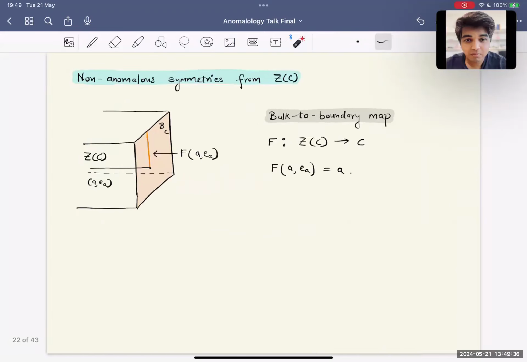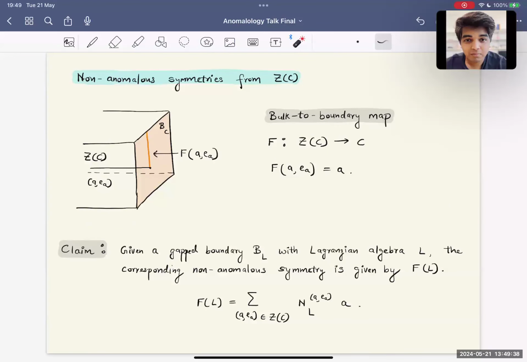Okay. So the main claim is that we just do the bulk to boundary map. Given some Lagrangian algebra L in the bulk, you just apply F, the bulk to boundary map, to it, and you get some sum of lines in the boundary. And this F applied to L is a non-anomalous line operator of the boundary category. This is the claim. This is what we did in the S3 case, and we can do this in the Fibonacci case to understand a bit more.